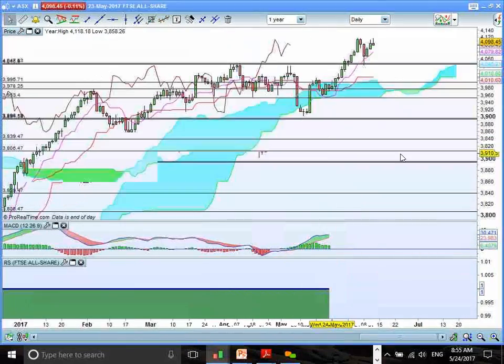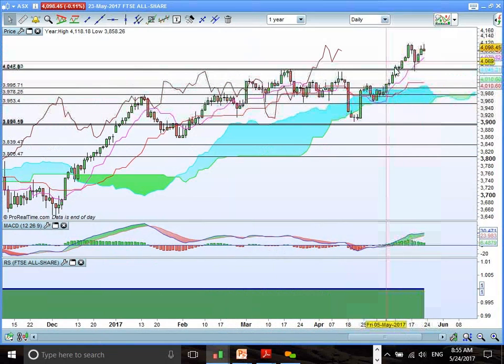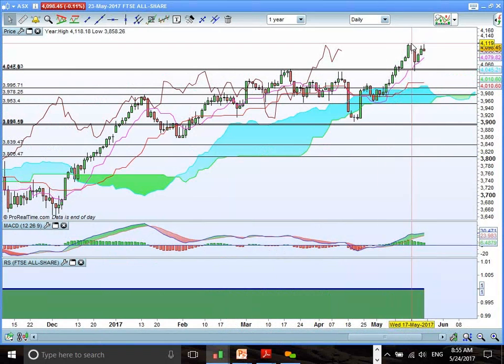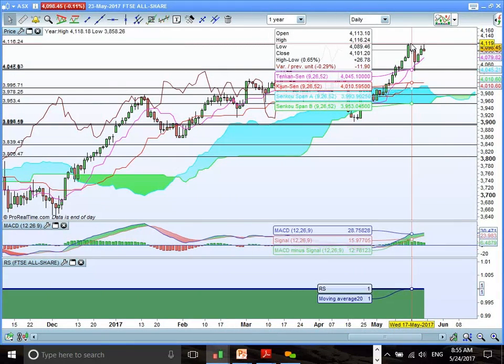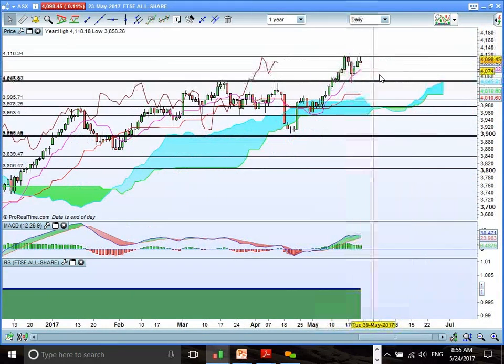And then just back to the All Share Index, which is now broken out of a long consolidation period and needs to make a follow through past these old highs. Fail that, we're going to dip back into support and then test these support levels at 4046.